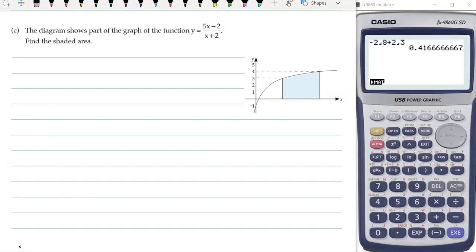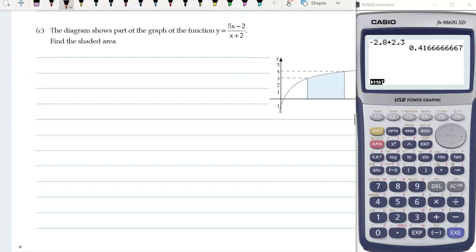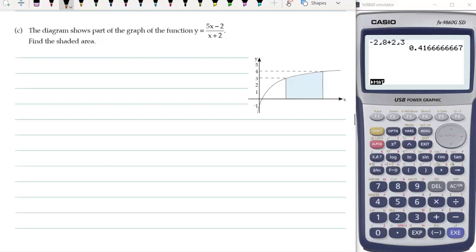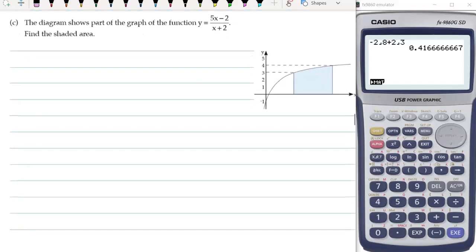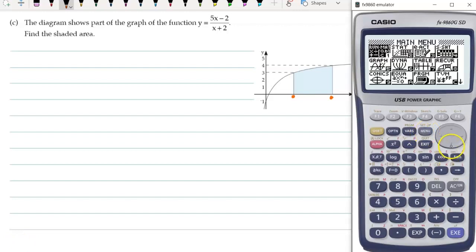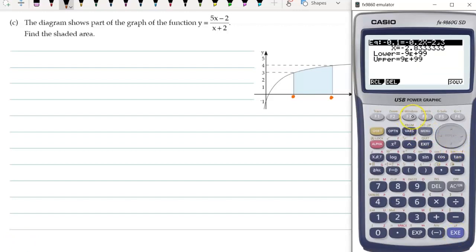Okay, now we're finding the shaded area on this one. First, we need to find the values of the x coordinates. We've been given the y coordinates. We need to work out these two numbers here. I think the fastest way to get that will be using equation solver, because we're going to need to do it twice. So let's just delete that out.